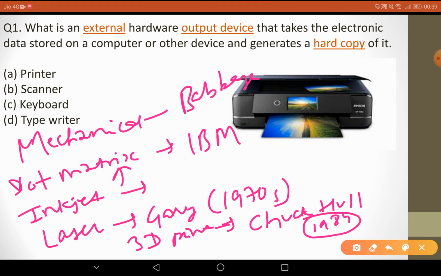3D printers work by taking a digital blueprint of an object and reproducing it layer by layer using various materials such as plastic and metal alloys. We will see more about 3D printing in the next question.